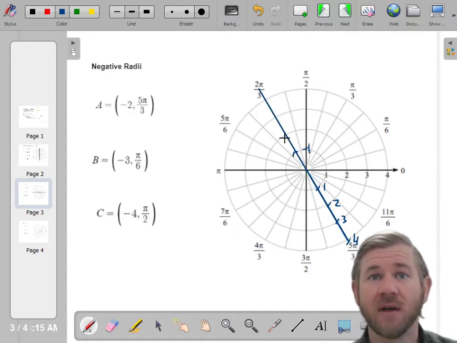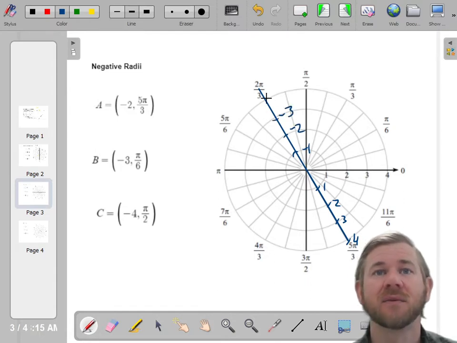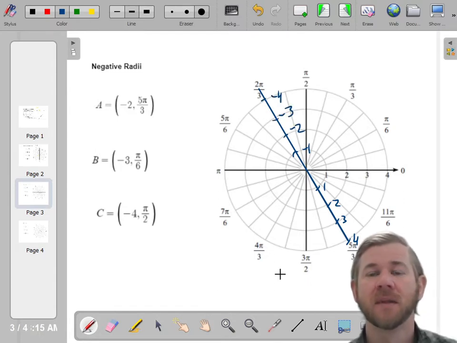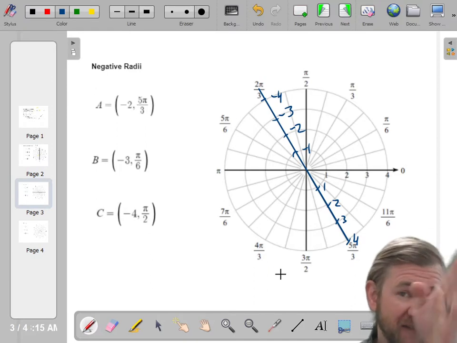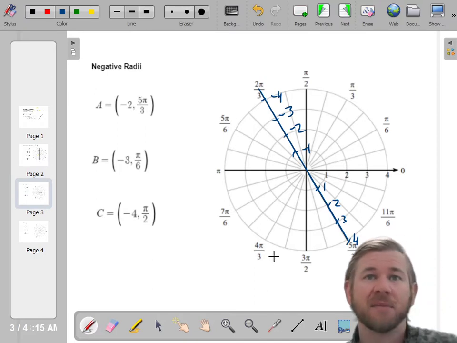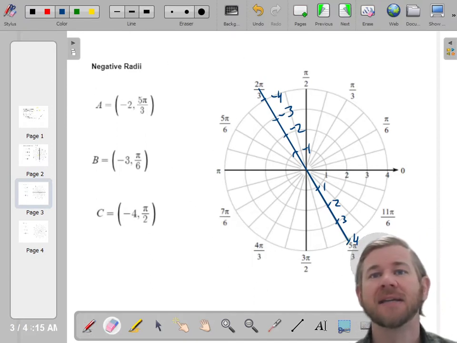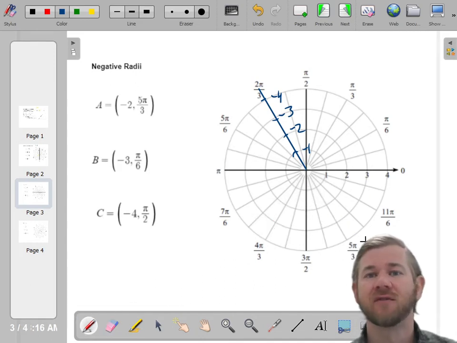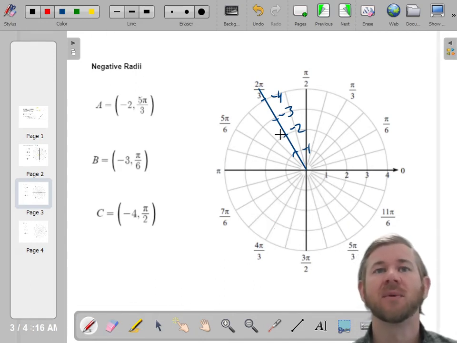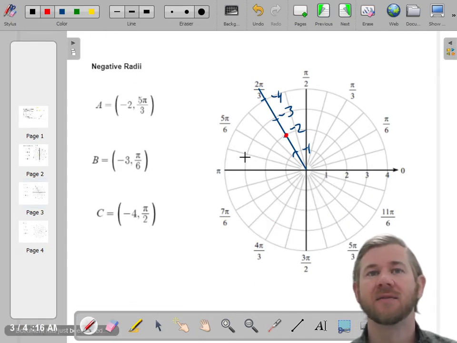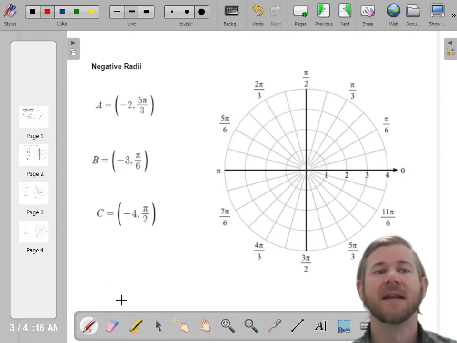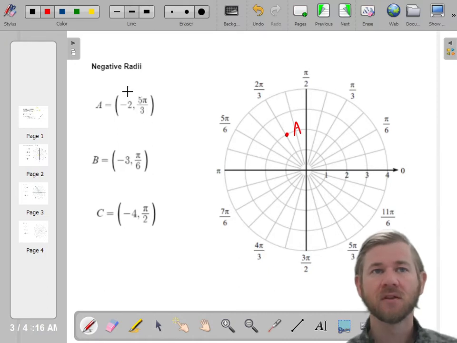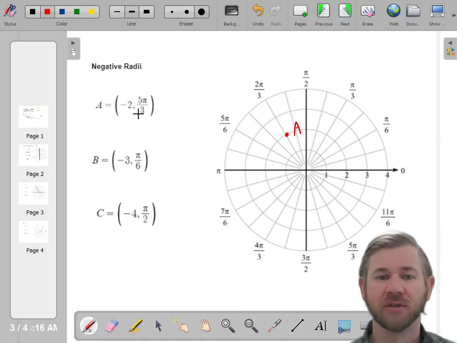This would be negative 1. This would be negative 2. This would be negative 3. This would be negative 4. So I'm saying face 5 pi over 3, you're looking that way, but since it's negative, I want you to go behind it. So even though we're looking at this angle 5 pi over 3, the point that we want is right here, negative 2. So that is negative 2 comma 5 pi over 3. The radius is negative, means it's sort of behind you.